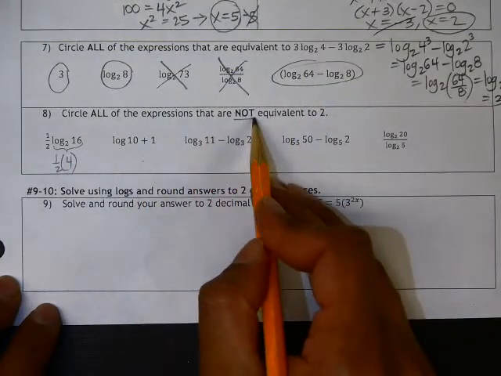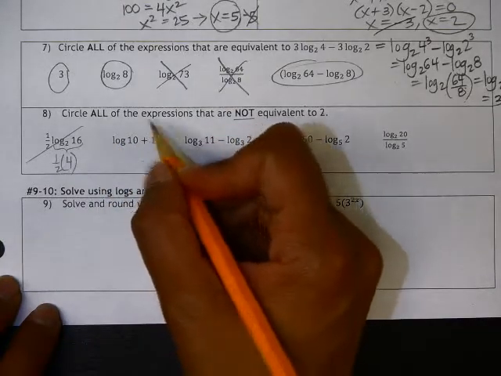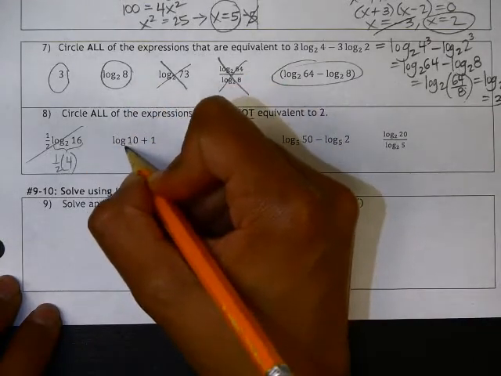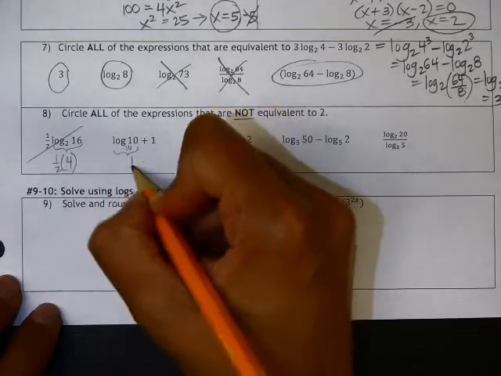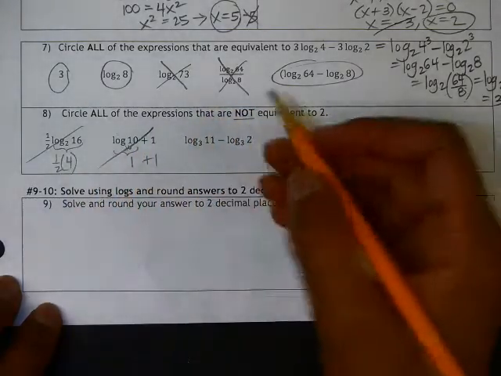We're looking for the ones that are not equal, so I'm going to cross that out. Here we have log 10 plus 1. Log 10, that's a base of 10, so that is equal to 1. Adding 1 to that, we get 2, so I'm going to cross that out also.